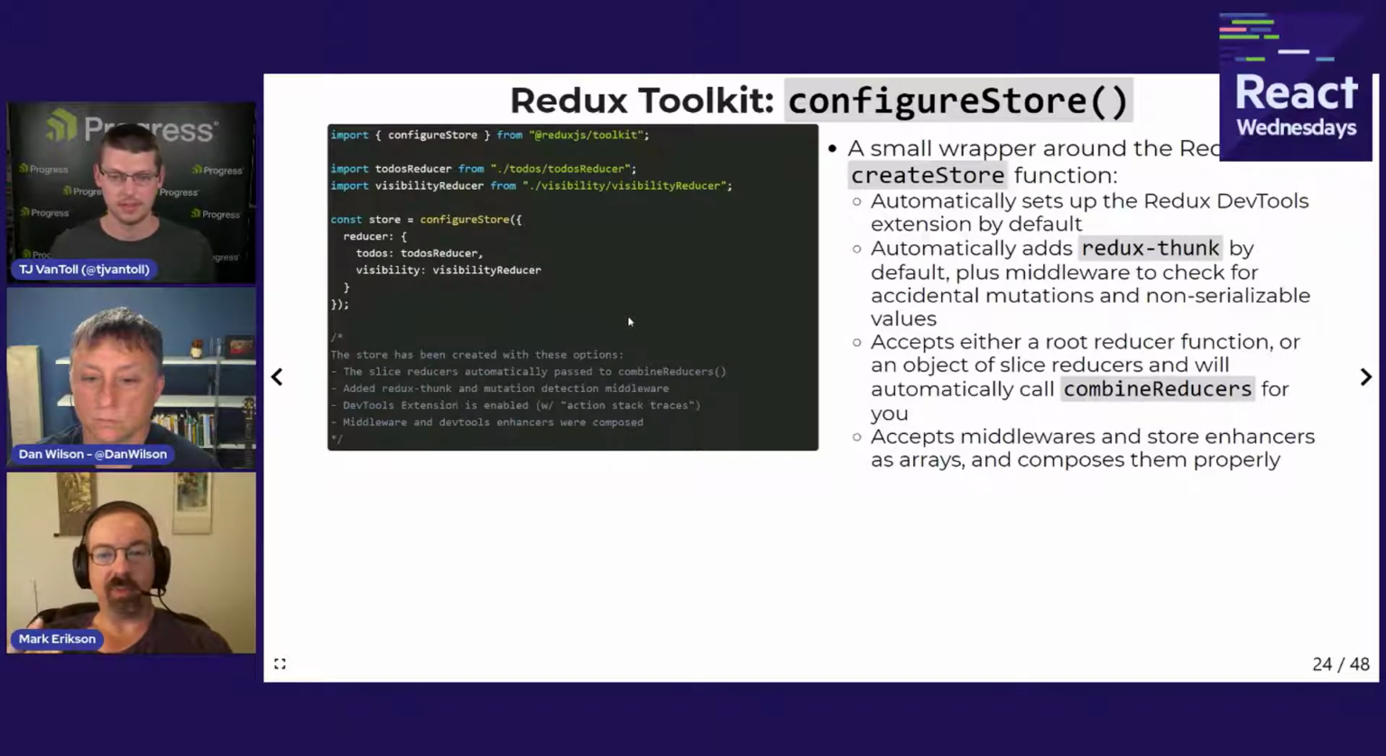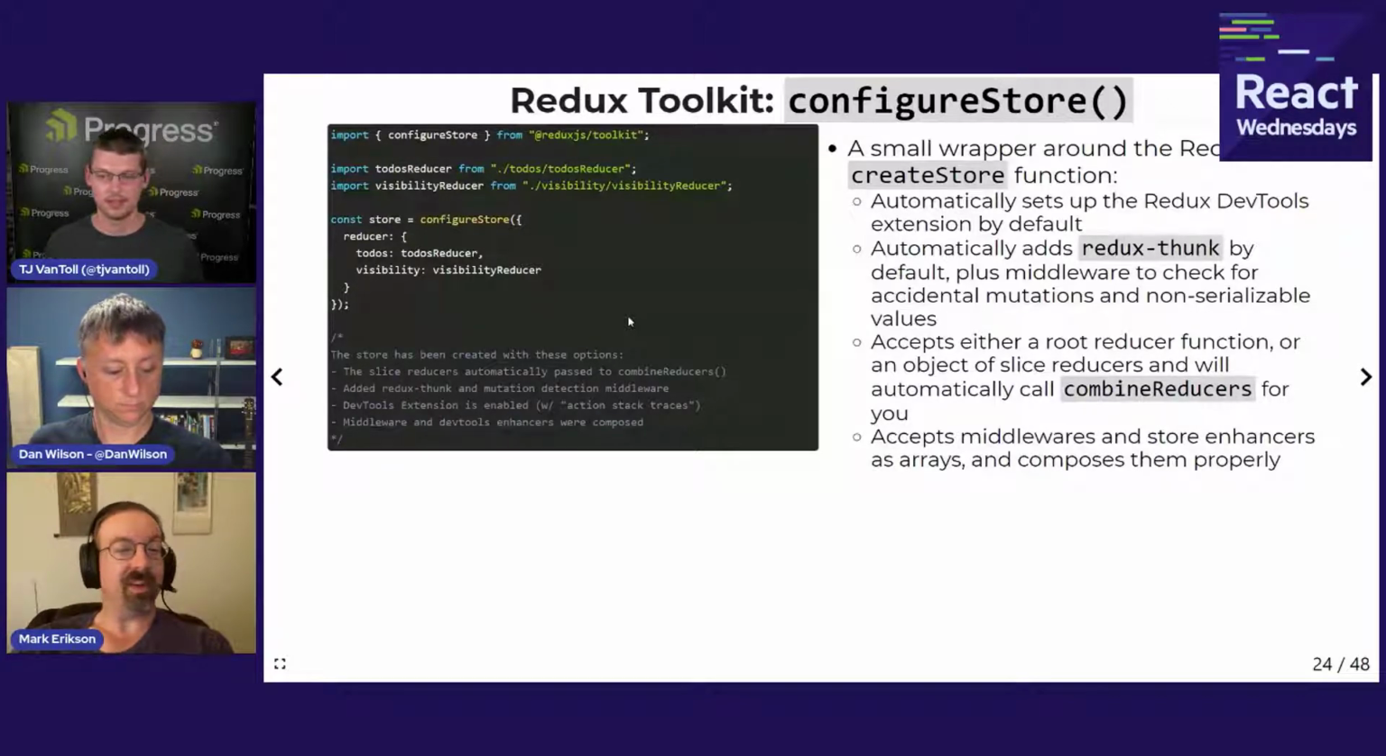It's going to set up the Redux DevTools extension by default so that you can see your state in development. It's going to automatically add the Redux Thunk middleware because that's what most people use for async logic. It also adds some middleware that catch common mistakes, like accidentally mutating data. And you can either pass in a root reducer function yourself or pass in the individual slices, and it will automatically combine all of them for you. So with this one fairly simple function call, we get a well-configured Redux store with good defaults.